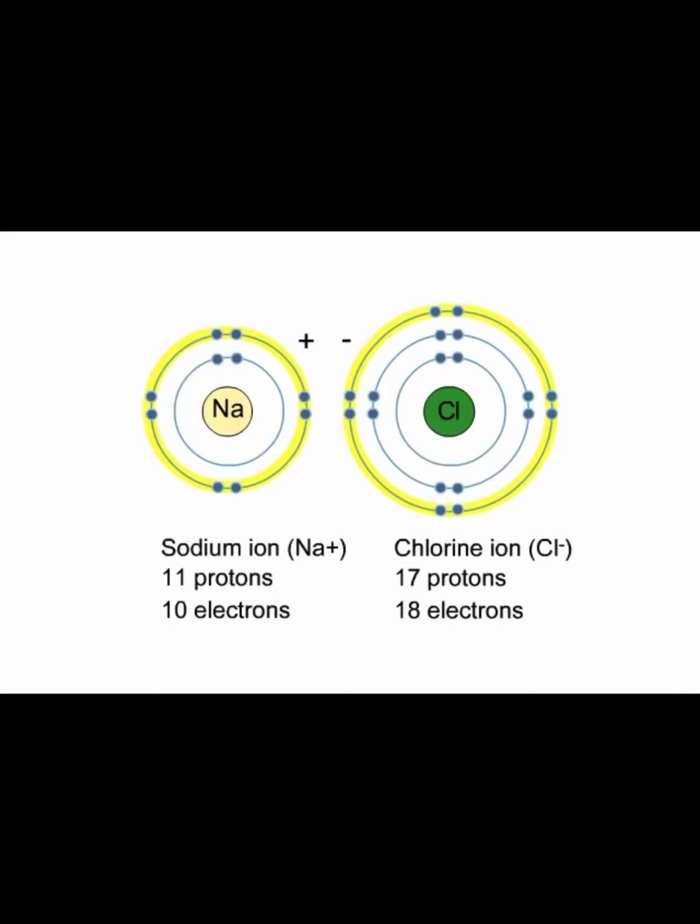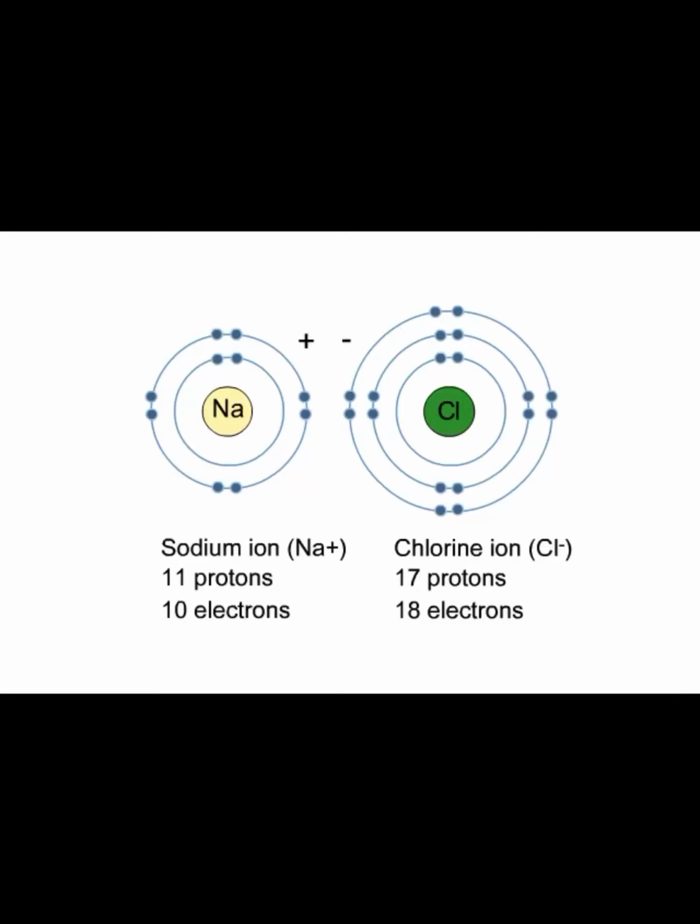The chlorine atom now has 18 electrons, but only 17 protons. Because an electron has a negative charge, the chlorine atom now has a net negative charge. Such a charged atom or molecule is called an ion. In this case, a negative ion. The sodium atom has lost an electron, leaving it with an extra proton, which has a positive charge. The sodium atom has become a positive ion.